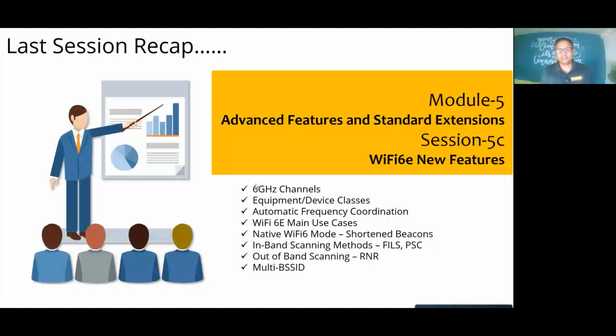When we have so many channels, that opens up new challenges when it comes to channel scanning. The traditional method of channel scanning doesn't really work anymore in Wi-Fi 6E. So we talked about new channel scanning methods, both in-band and out-of-band. We covered things like FILS, preferred scanning channels, and reduced neighbor reports. We discussed that in detail. We also talked about interesting features like multiple BSSID, where within the same beacon we can advertise multiple SSIDs.